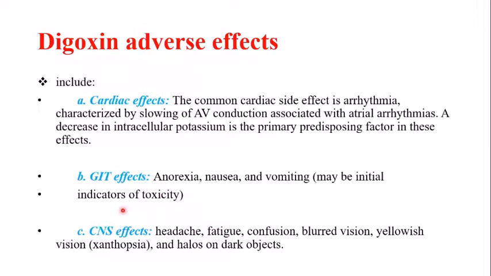Adverse effects, according to the cardiac effects: mainly cardiac adverse effects are the arrhythmias, mainly slowing of the atrioventricular conduction associated with atrial arrhythmias, you can say. Intracellular potassium also decreases. As far as GIT adverse effects are concerned: anorexia, nausea, vomiting. CNS adverse effects are headache, fatigue, confusion, blurred vision, etc.